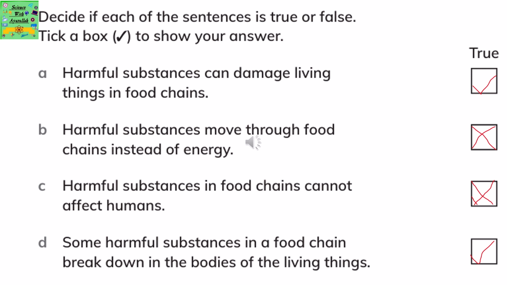Harmful substances in food chains cannot affect humans. False, it can affect humans. Some harmful substances in food chains break down in the bodies of the living things. It's true.